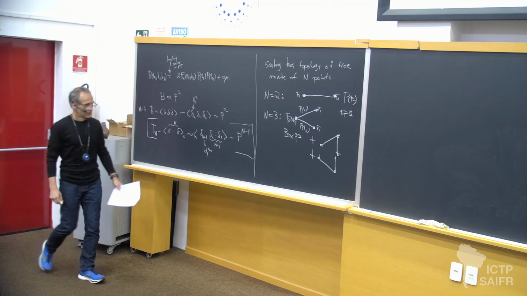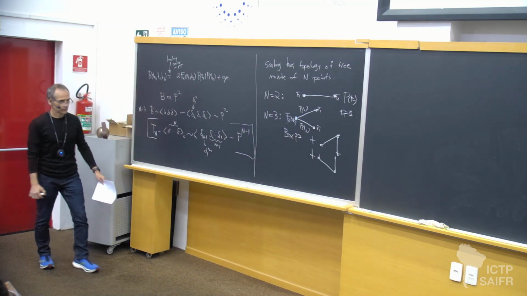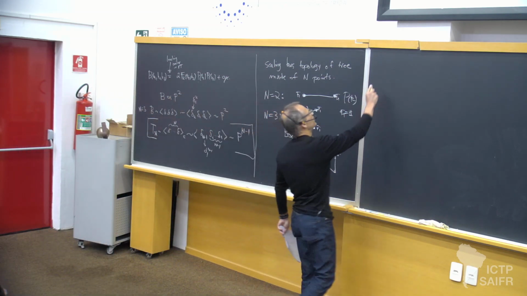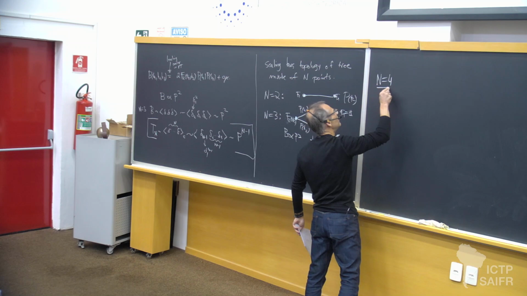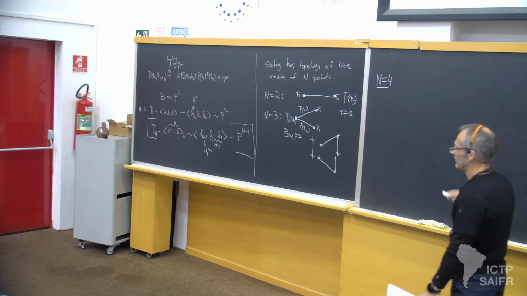So in the case of n equals 3, there is only one topology that connects the 3 points through a tree. So let's go to n equals 4. Now we are doing the trispectrum, so now I have 4 points.